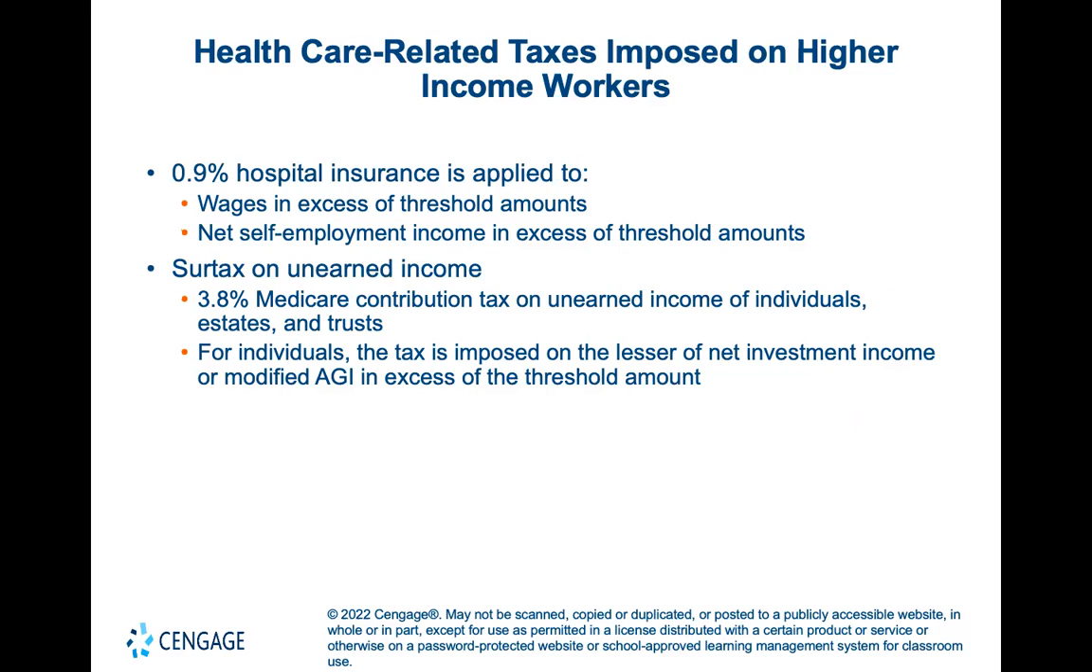Surtax on unearned income: a 3.8% medical contribution tax on unearned income of individuals, estates, and trusts. For individuals, the tax is imposed on the lesser of net investment income or modified adjusted gross income in excess of the threshold amount. AGI is adjusted gross income. We'll get into this, but adjusted gross income is any adjustments that you have that I believe are pre-tax. So it's usually on the front page of your 1040.